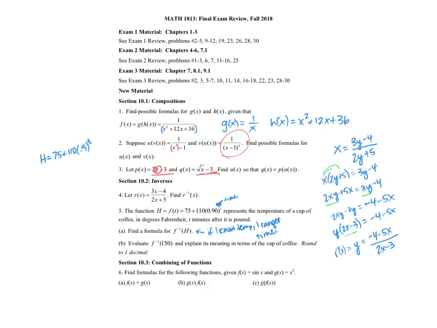Okay, so basically what we want to do is we want to take this thing and we want to solve this for t. And that will give us what we want. Okay, so to solve that for t, I'm going to subtract the 75. Okay, then divide by 110.